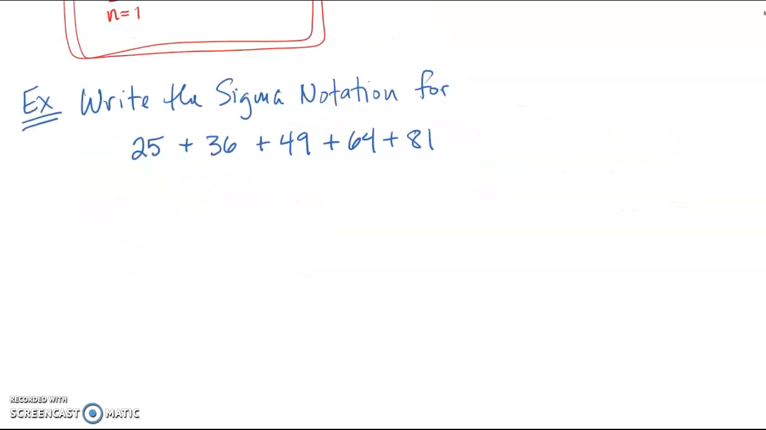Okay, all right, let's do one more of writing the sigma expression. So here, 25 plus 36 plus 49 plus 64 plus 81. Let's write the sigma expression. Again, I just immediately write my sigma. Out of force of habit, I might think that there are 1, 2, 3, 4, 5 numbers, so I will do n equals 1 to 5. And we can do that.